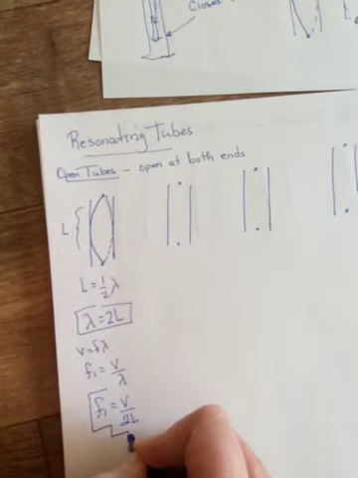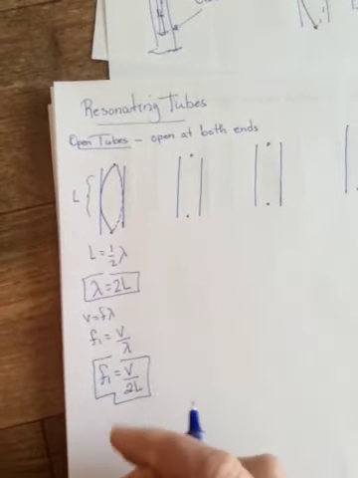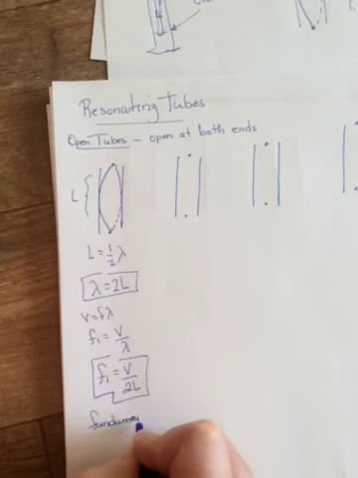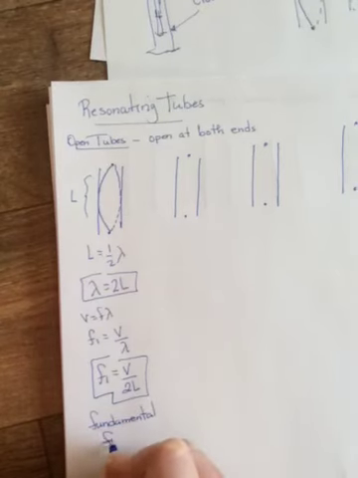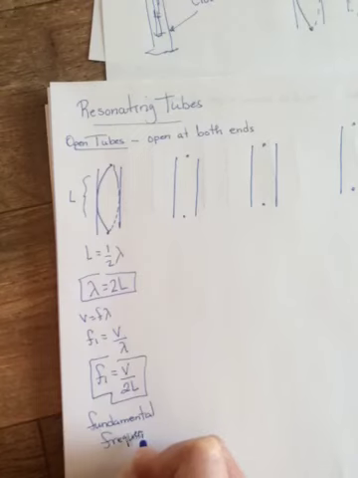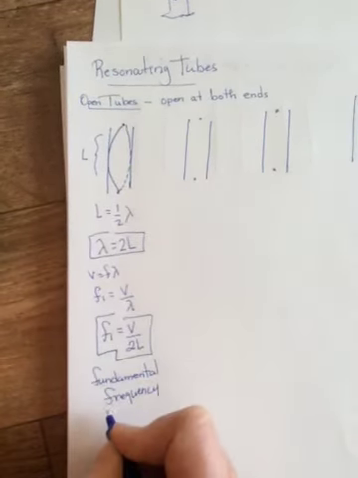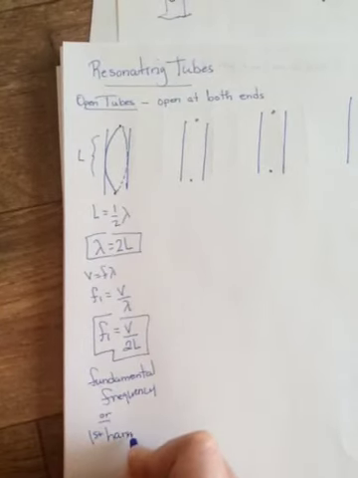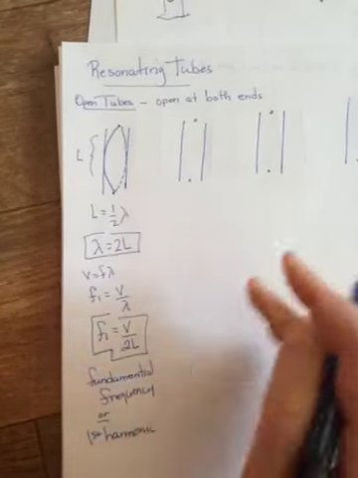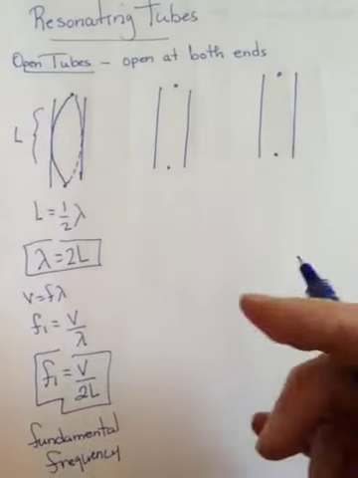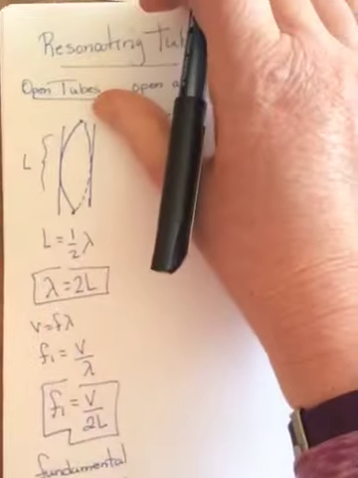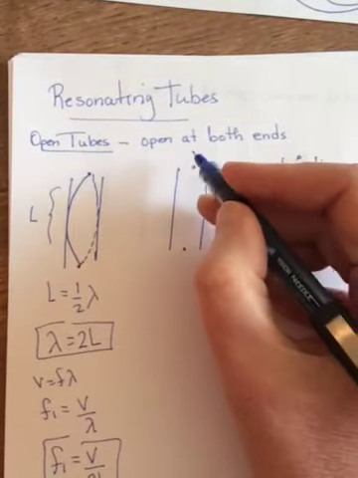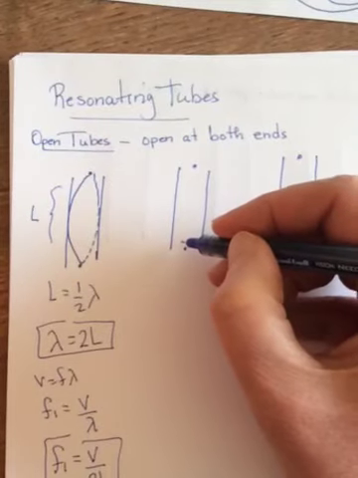And this is known as the fundamental frequency. The fundamental frequency. It is also called, for the musicians among us, the first harmonic. Okay, so f1 is equal to v over 2L, the fundamental frequency or the first harmonic. So now we want to find the next one. We want to find the second harmonic. So what's the next standing wave that could occur here?